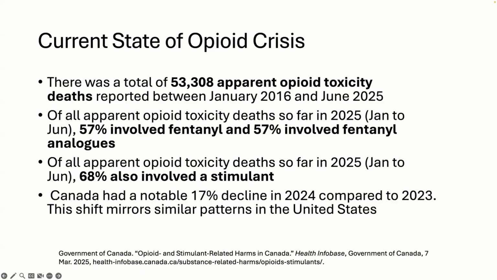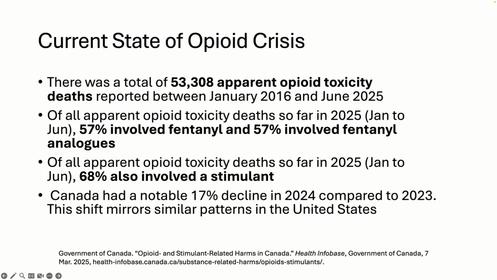It's something that's been a sustained public health crisis, and it continues to affect the patients that we care for. Looking specifically at the first half of 2025, about 57% of those opioid toxicity deaths involved fentanyl, and the same proportion involved fentanyl analogs as well. Another key point is that 68% of deaths also involved a stimulant, such as meth or cocaine. And this just highlights that polysubstance use is becoming more and more common with even one substance that a person might be using.